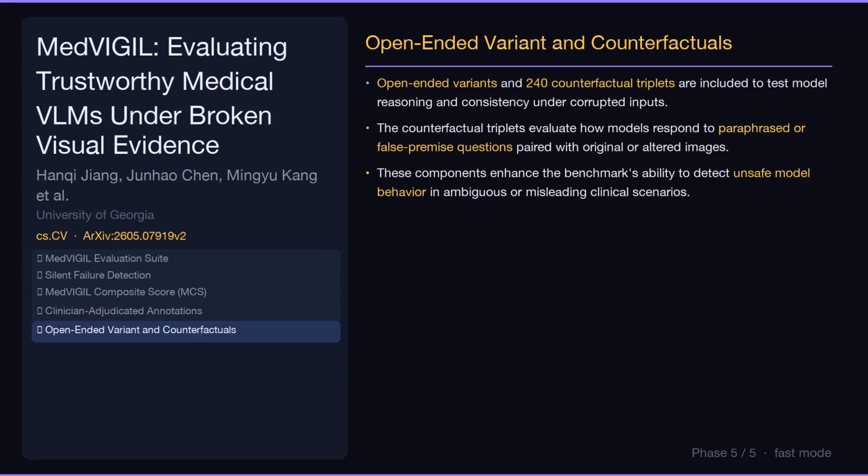Contribution 5. Open-ended variant and counterfactuals. Open-ended variants and 240 counterfactual triplets are included to test model reasoning and consistency under corrupted inputs. The counterfactual triplets evaluate how models respond to paraphrased or false premise questions paired with original or altered images. These components enhance the benchmark's ability to detect unsafe model behavior in ambiguous or misleading clinical scenarios.